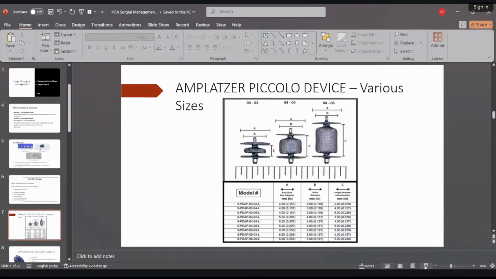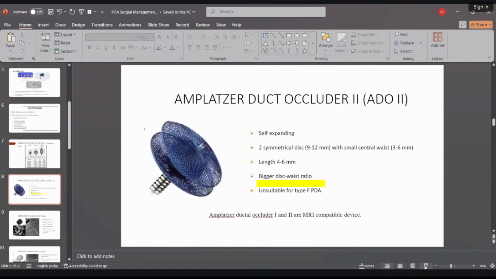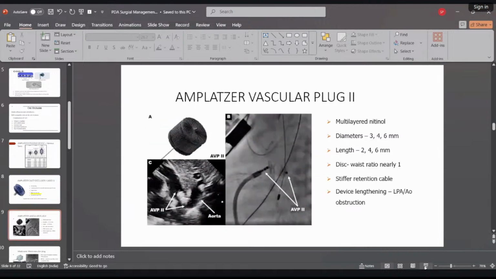These are the devices available for PDA closure. Amplatzer Piccolo devices come in various sizes. This is the ADO type 2, the Amplatzer duct occluder. This is self-expanding. There are 2 symmetrical discs available with a diameter of 3 to 6 mm. Amplatzer duct occluder 1 and 2 are MRI compatible devices.